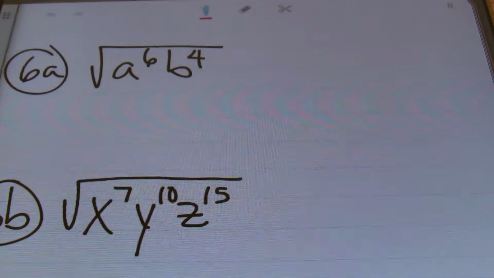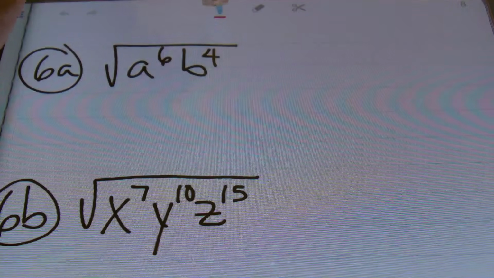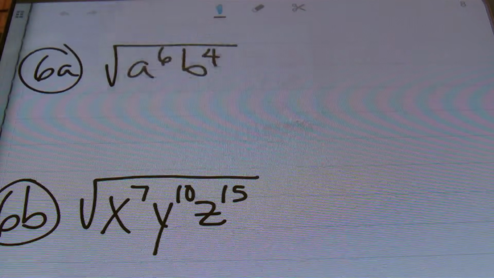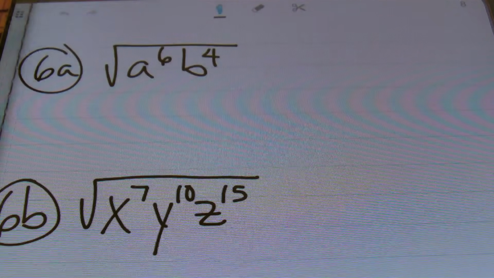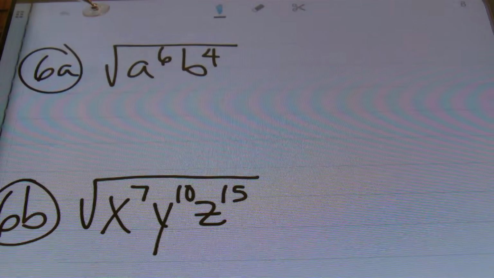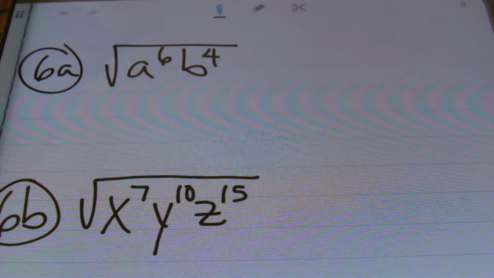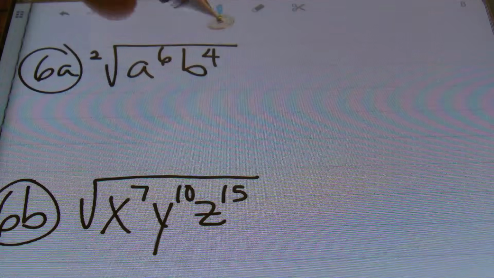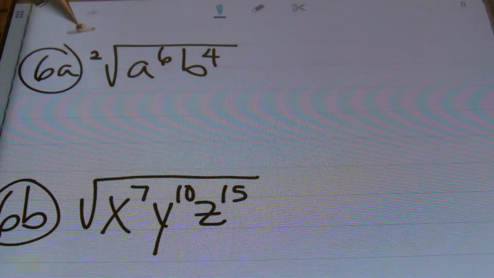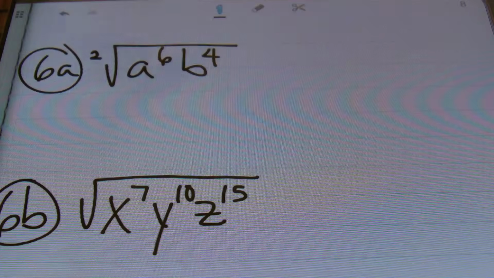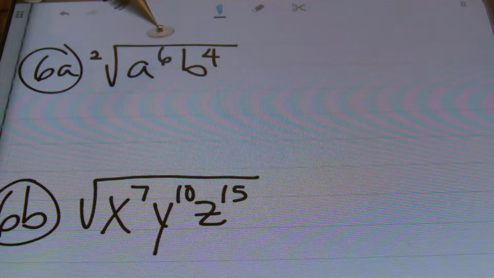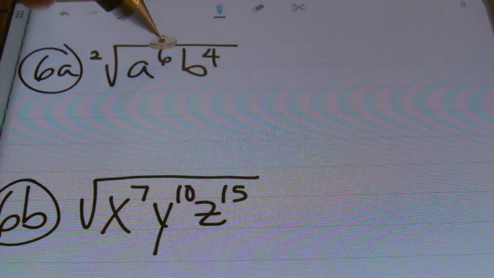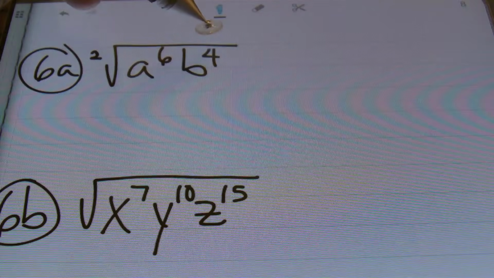Next, we have some radicals. We have some square roots that involve variables. So let's check out how to solve these problems. Now, anytime you're simplifying radicals, especially square roots, please keep in mind that your index is 2. That's right. I'm looking for all of my exponents to be a multiple of 2 in order to simplify it. And in this particular problem, my exponents are multiples of 2 because 2 times 3 gives me 6 and 2 times 2 gives me 4.